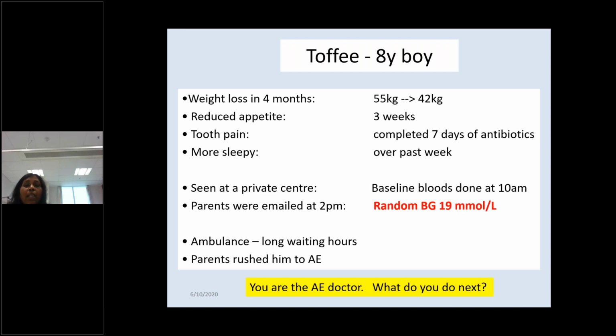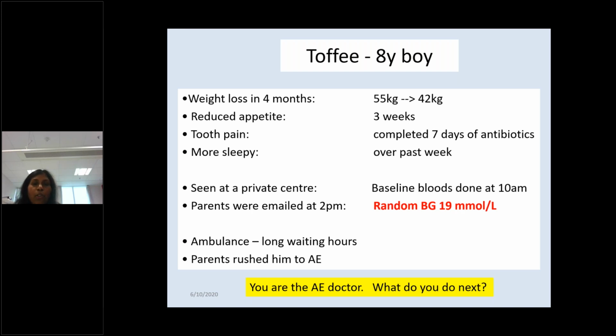His baseline bloods were done at 10 a.m. that morning, and the patients were emailed their results at 2 p.m. that the random BG was 19 millimoles per liter. So they called the ambulance, and because of the long waiting hours, the parents themselves rushed into A&E. So if we are in A&E, what do we do next?